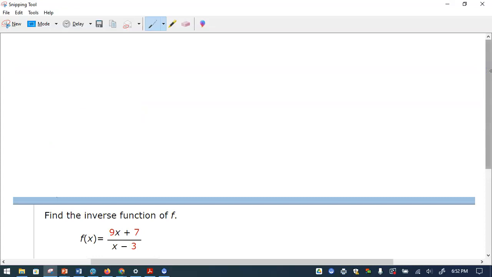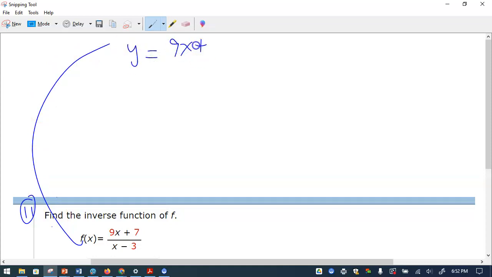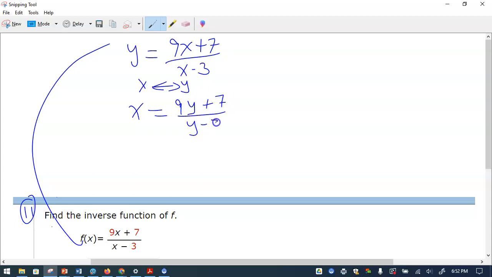So question number 11. This is practice problem 11. Again, replace f of x by y. So y equals 9x plus 7, divided by x minus 3. So replace x and y. x is replaced by y. So this will be x equals 9y plus 7 divided by y minus 3. We can also directly use the cross product here. Instead of multiplying y minus 3 on both sides, just multiply x in that one.